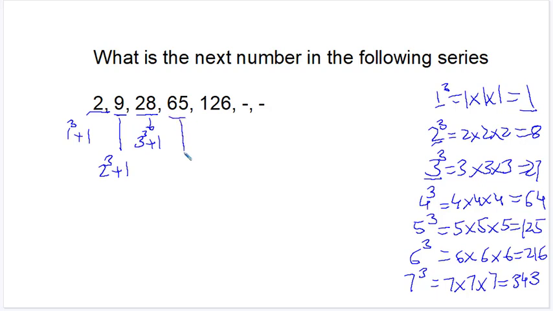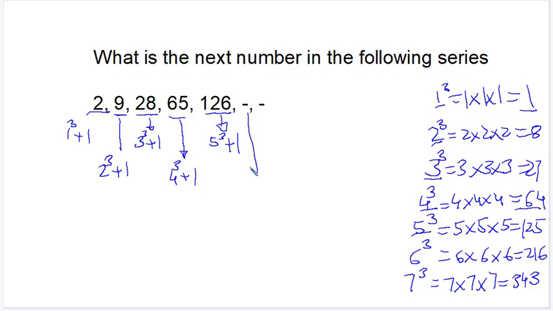The fourth term, 65, is also 1 more than 4 cube, 64. 4 cube plus 1. The fifth term, 126, is 1 more than 5 cube. So the fifth term can be written as 5 cube plus 1. The terms in this series are 1 more than 1 cube, 2 cube, 3 cube, 4 cube and 5 cube.